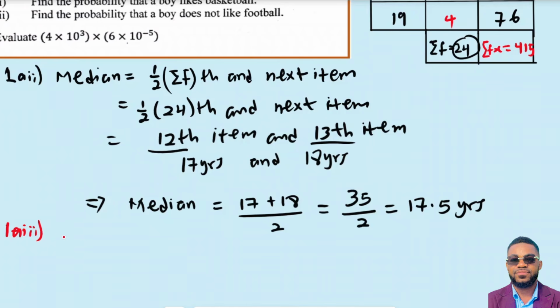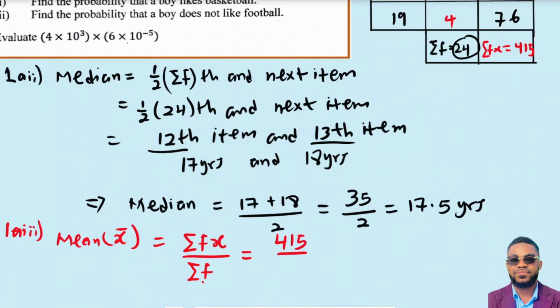So we want to find the mean. We know that the mean is denoted by this symbol X bar. So now, what's the formula for finding the mean from a frequency distribution table? That's very, very simple. So the mean is equal to sigma fx divided by sigma f. So now from this table, we have our sigma fx, which is 415, divided by the sigma f, which is the total number of students in the class, and we have 24.